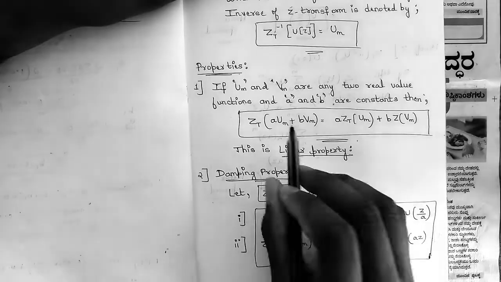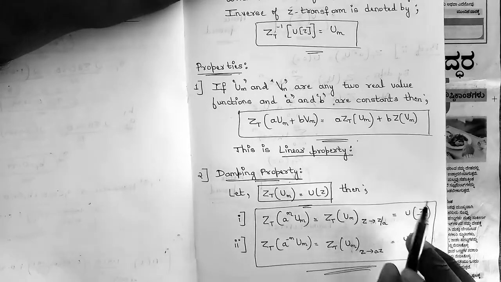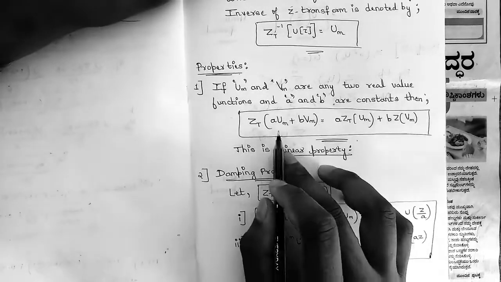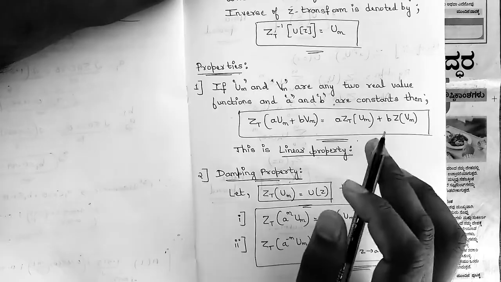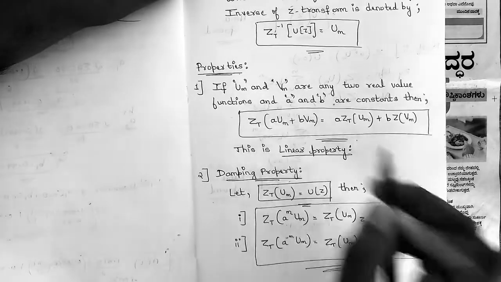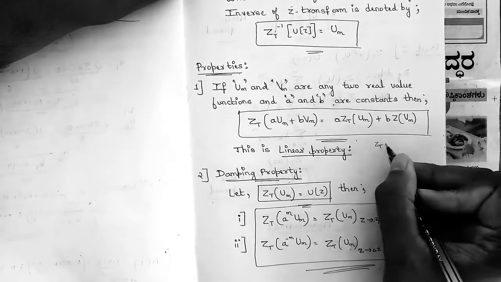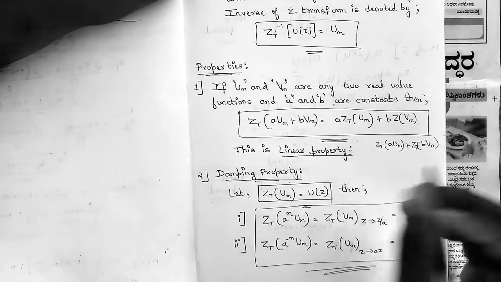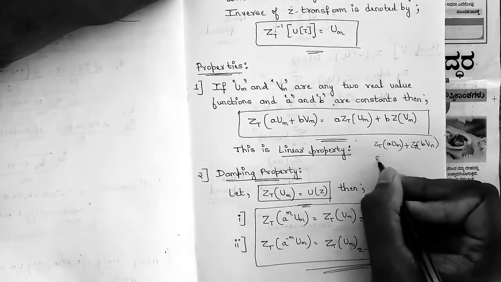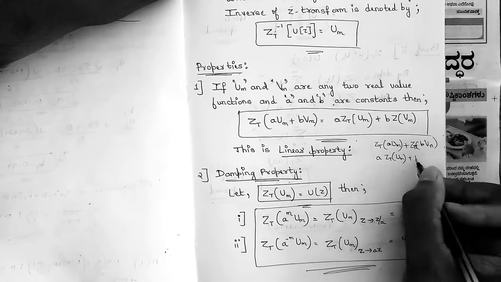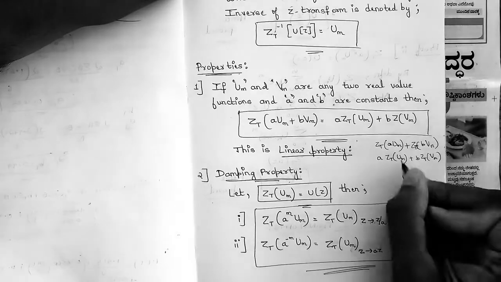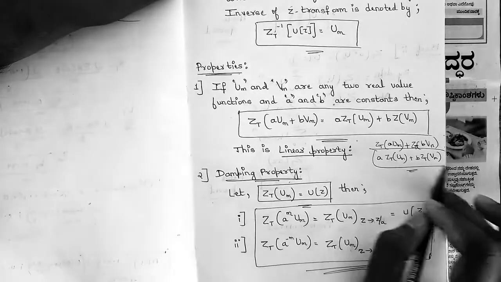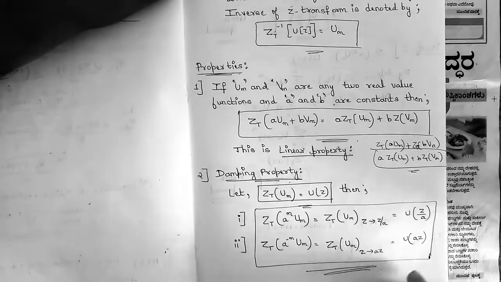So this property says that here a and b are constants. If you want to do the Z transform of these constant terms along with the functions, the first thing we can do is split the two Z transforms. That is, we can write it as Z transform of a·u(n) plus Z transform of b·v(n). After this, again a and b are constants, so we can take them out and do the Z transforms of these functions separately, Z transform of u(n) and Z transform of v(n). So this property is called the linear property.